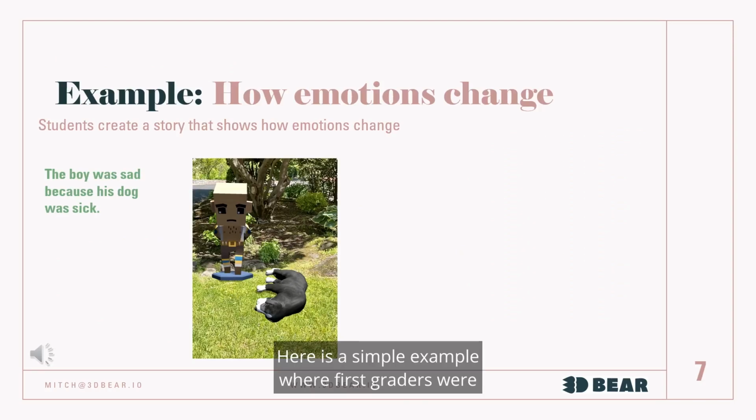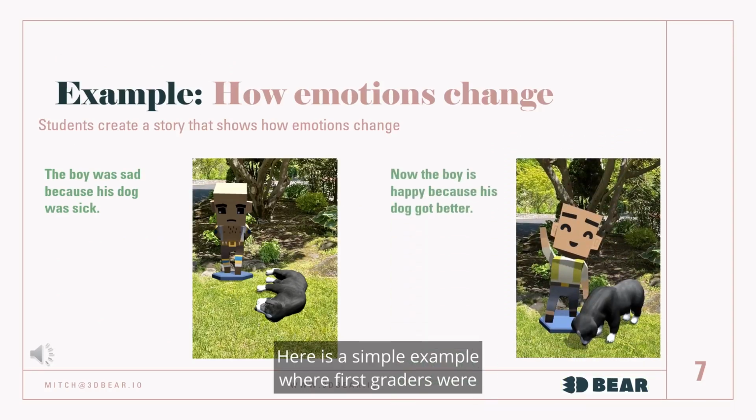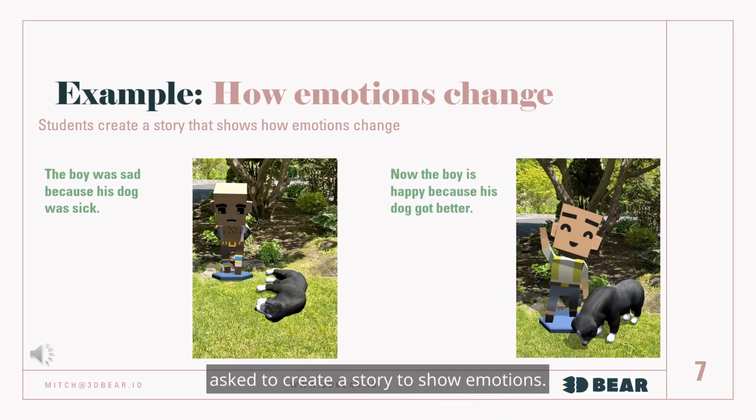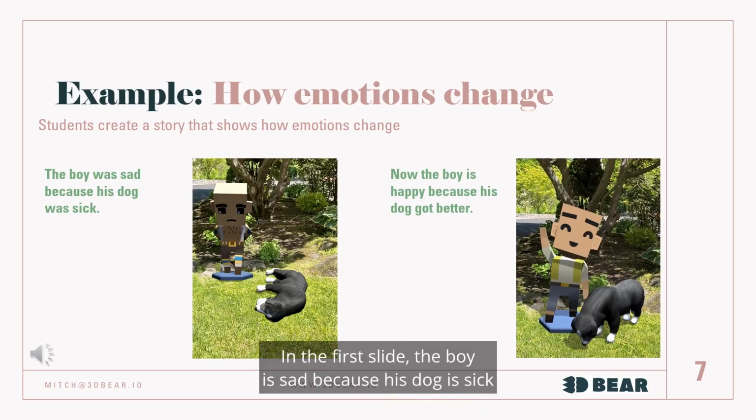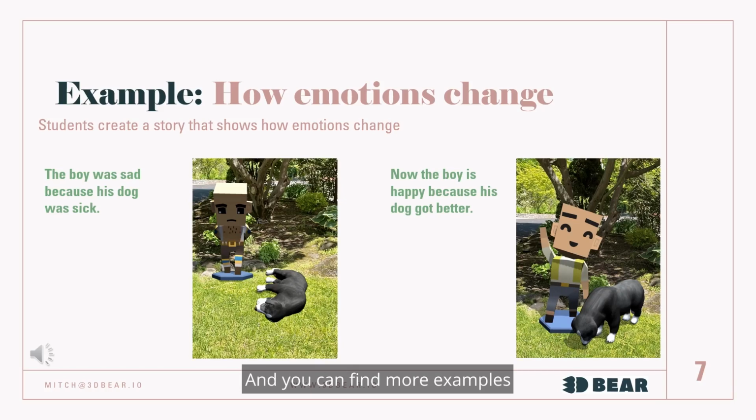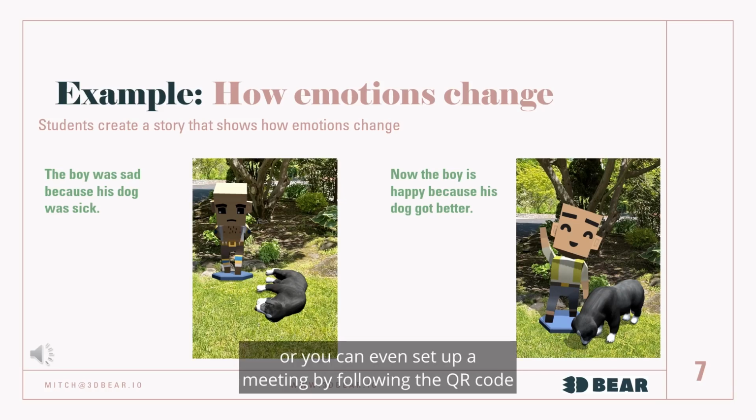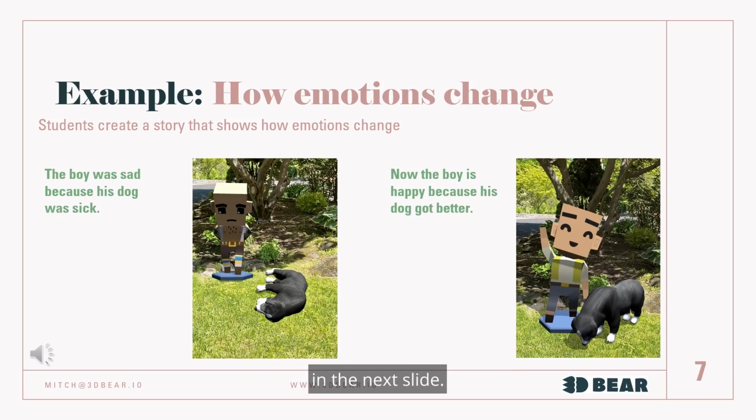Here is a simple example where first graders were asked to create a story to show emotions. In the first slide, the boy is sad because his dog is sick, but he becomes happy when his dog starts feeling better. And you can find more examples, or you can even set up a meeting by following the QR code in the next slide.